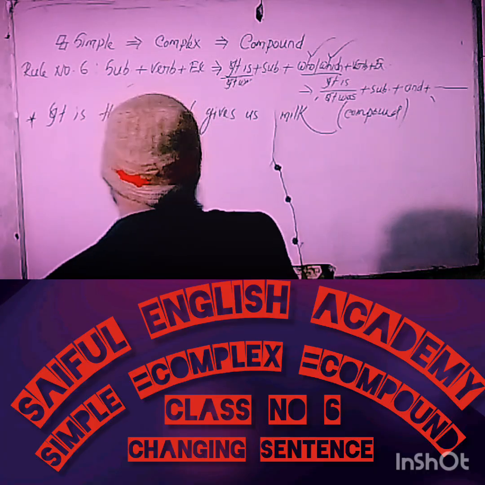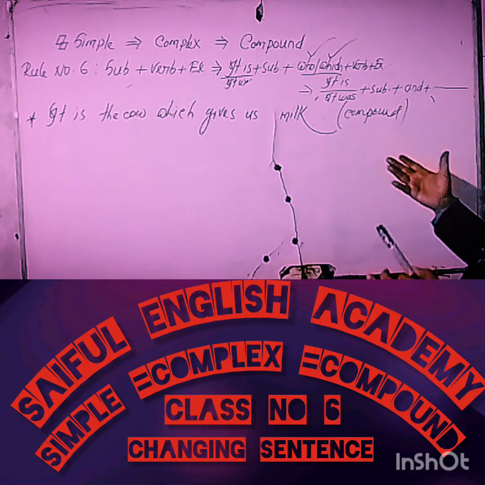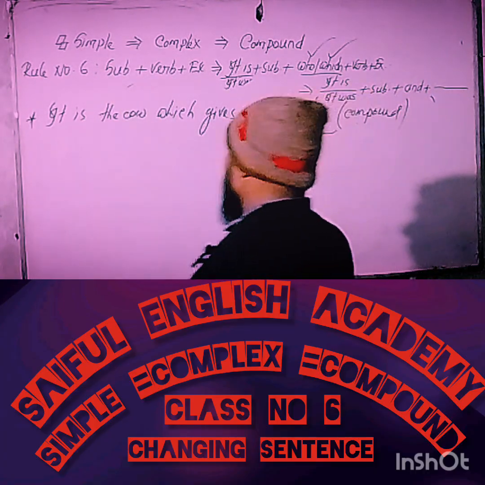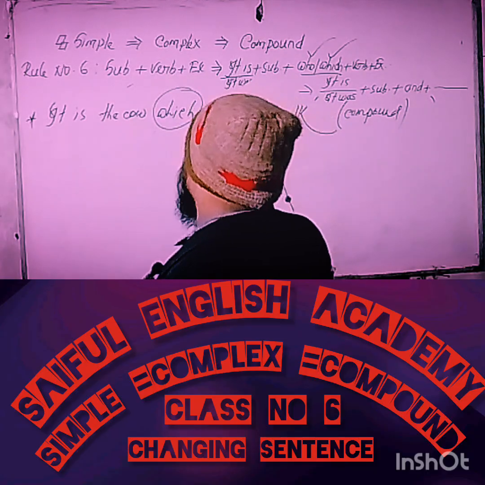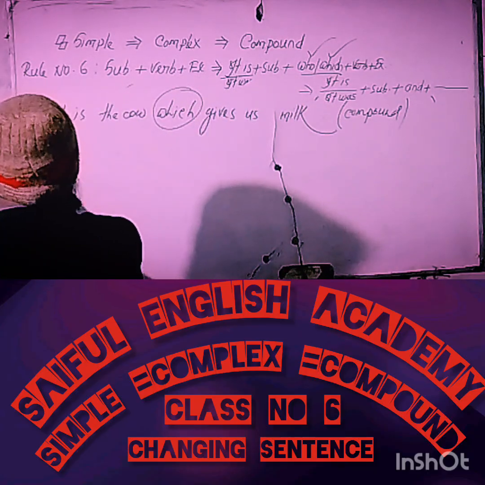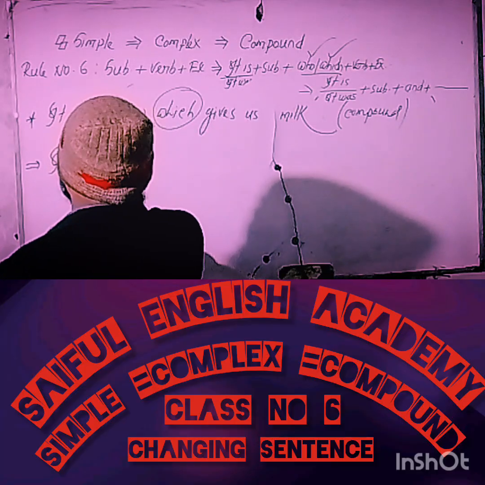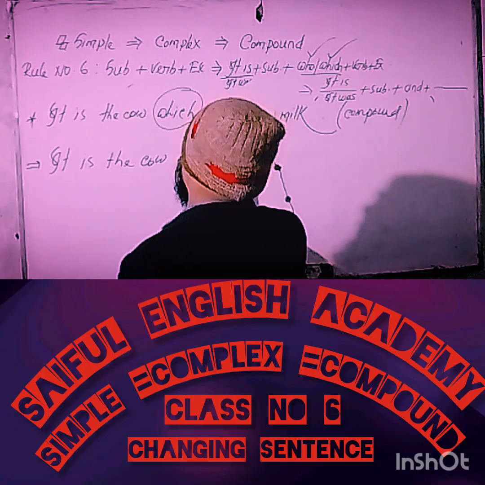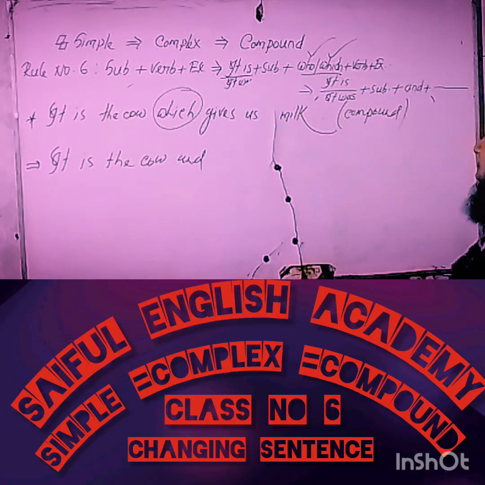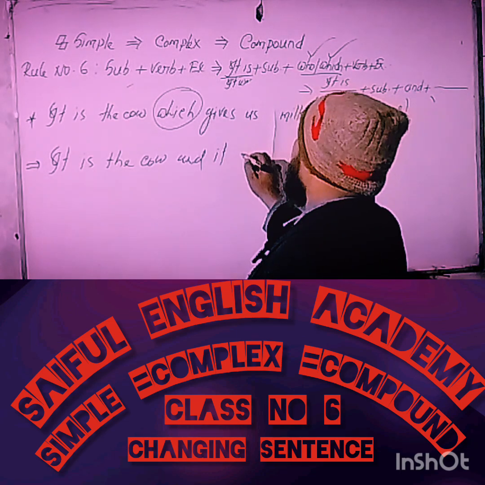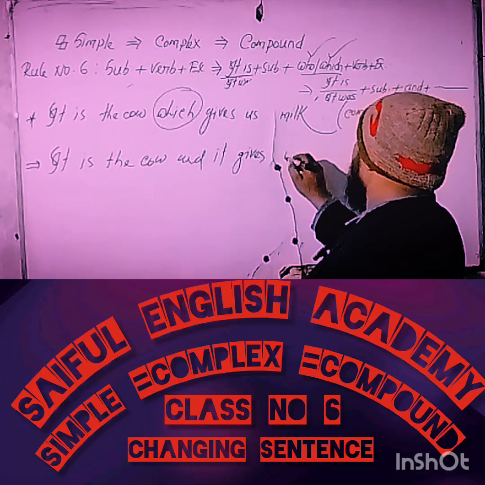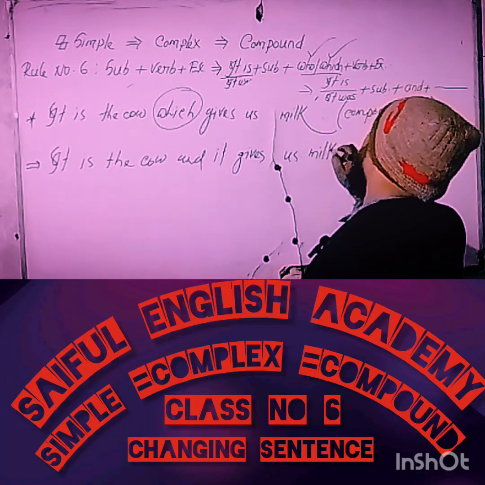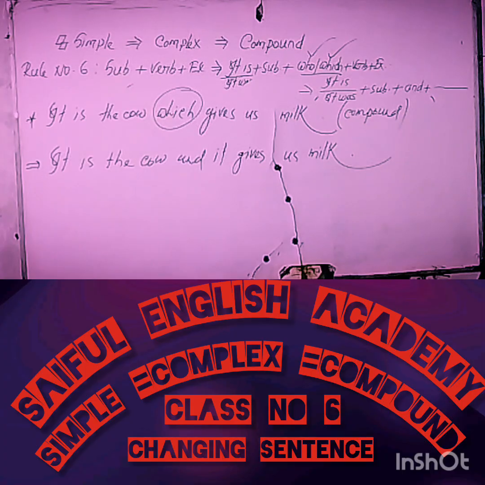Mind that, my dear learners, at the time of changing such kind of statement into a compound sentence, you'll have to use "and" instead of relative pronouns. So, my dear learners, hope that you have understood clearly. It is the cow and, but after writing "and" you'll have to bring the subject again. It gives us milk. Hope that you have understood clearly.